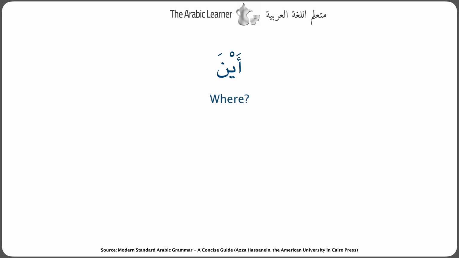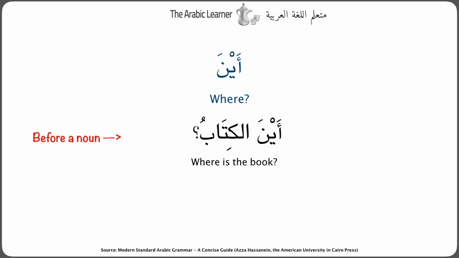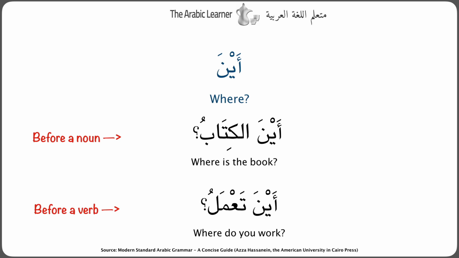أين. The word for where can be used in different ways, in different contexts. So here we have, أين الكتاب؟ where is the book? And that's where it's used before a noun. It can also be used before a verb. أين تعمل؟ And notice that it doesn't change form at all. It's the same whether it's before a noun or a verb.